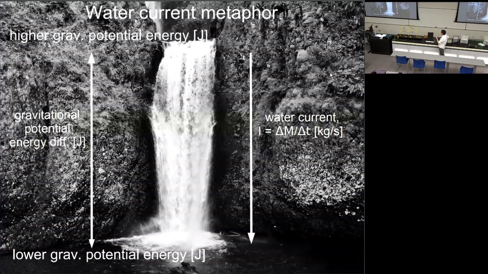And the water current, which quantifies the amount of water flow, is simply defined as the mass of water that flows down the waterfall per unit of time. So we're seeing here water current, the amount of water that flows per unit of time. We would measure it in kilograms per second. We do the same sort of thing for electrical current.